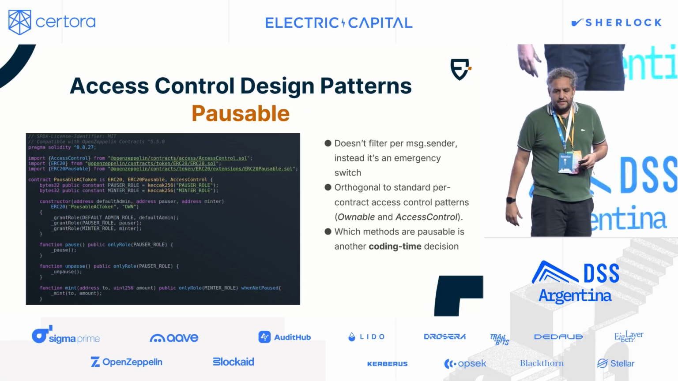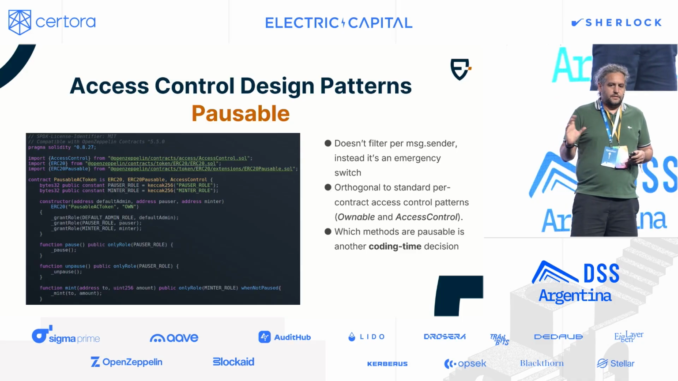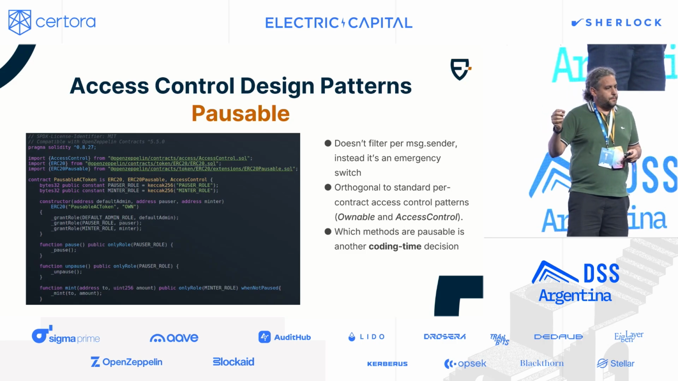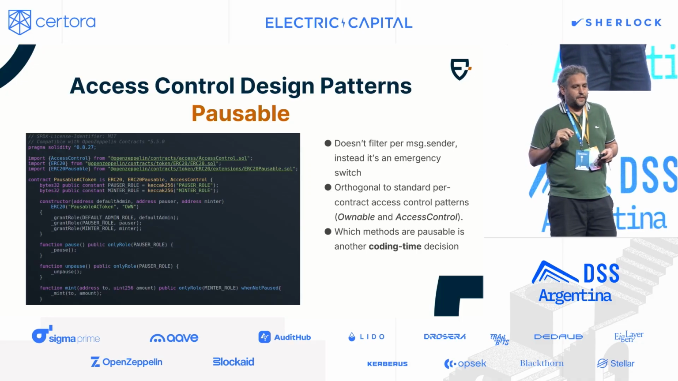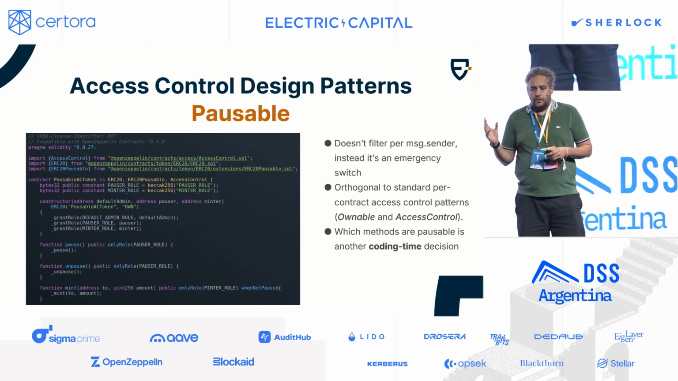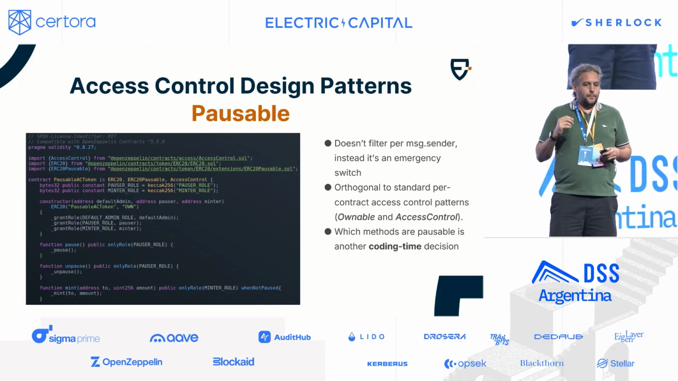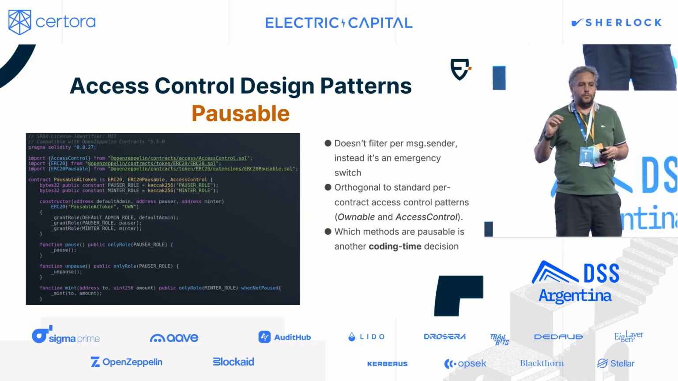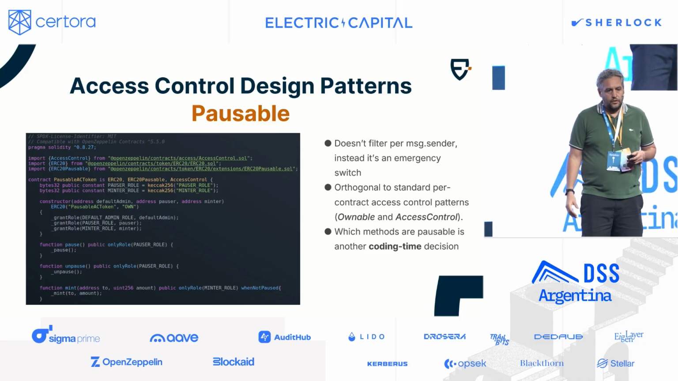Another special case is the Pausable contract. I include this in access control. In this case, we don't restrict access to the contract based on the user, but instead based on a given state of the contract that says whether the contract is paused or not. That is typically used for emergency pauses and is also implemented with a decorator. But again, it's another coding time decision: you need to decide which methods are going to be pausable and which not.